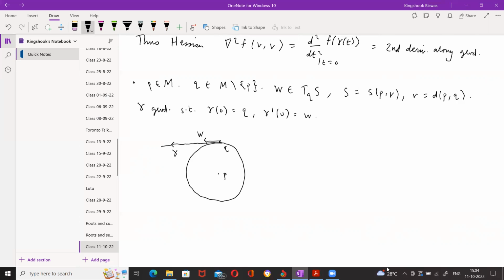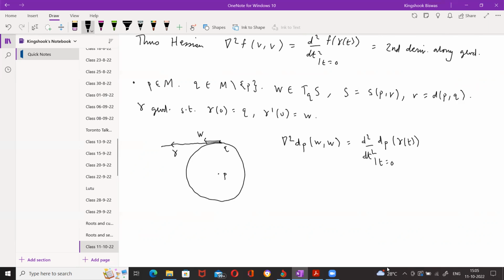So what am I looking at? I'm looking at the second derivative, so nabla squared dP of W, W. This is equal to the second derivative, right? d squared/dt squared at t equal to 0 of dP of gamma t, right? Yes?